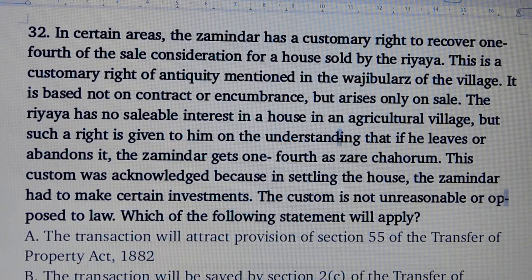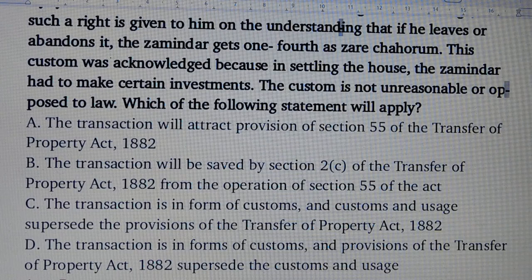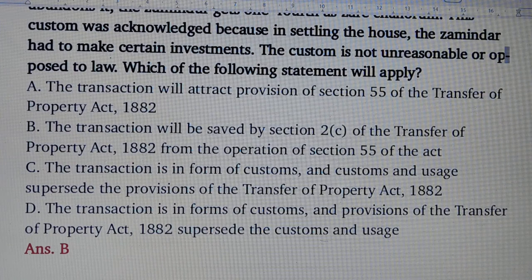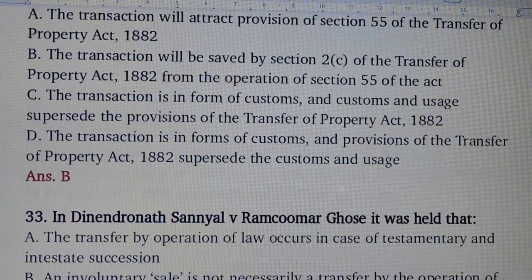This custom was acknowledged because in settling the house, the Zamindar had to make certain investment. The custom is not unreasonable or opposed to law. Which of the following statements will apply? Answer is option number B. The transaction will be saved by section 2, subsection C of the Transfer of Property Act from the operation of section 55 of the Act.